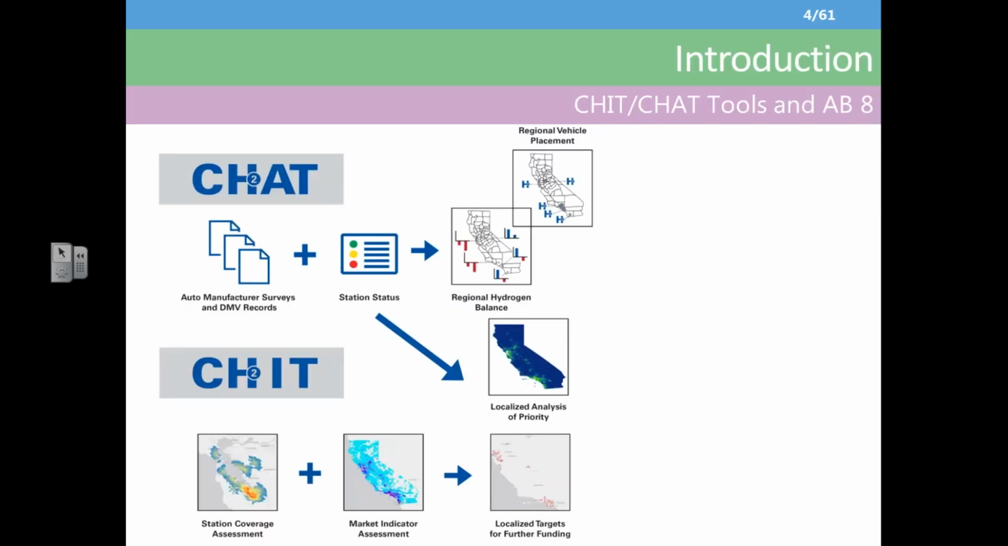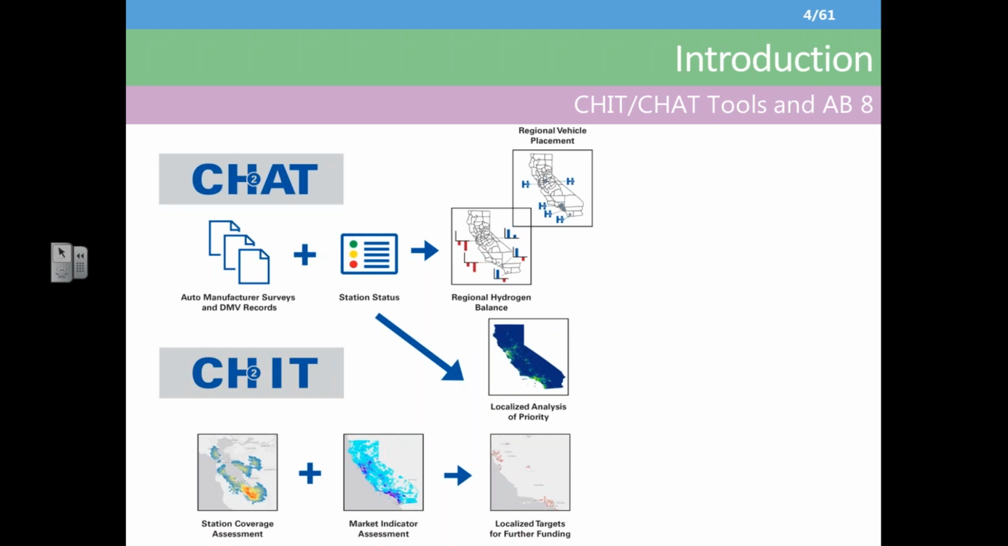So I'll begin with the CHIT review. We developed CHIT as part of 2 tools at ARB to help us complete our requirements under Assembly Bill 8. Assembly Bill 8 is the enabling legislation that provides the funding for the hydrogen fueling stations through the Energy Commission, but it also comes with a series of analysis and reporting requirements.